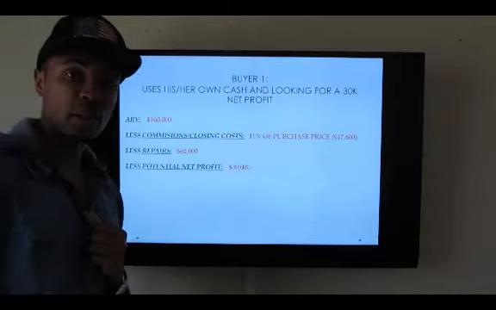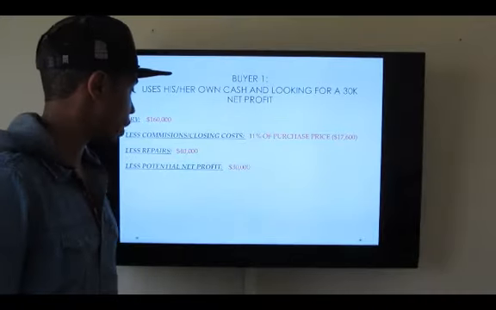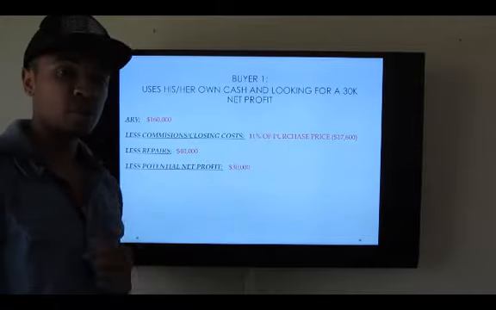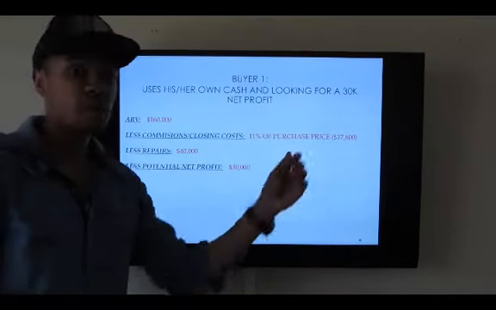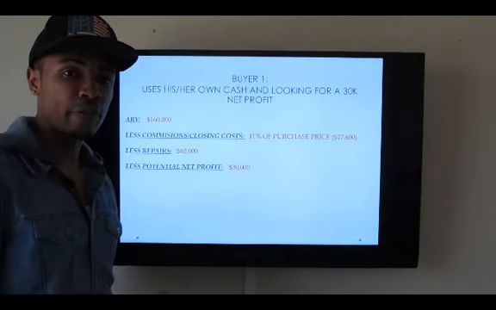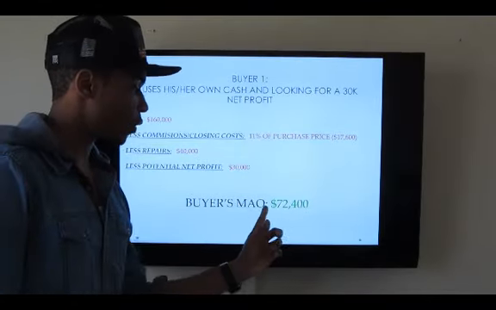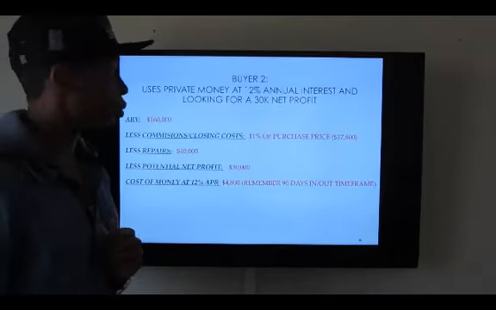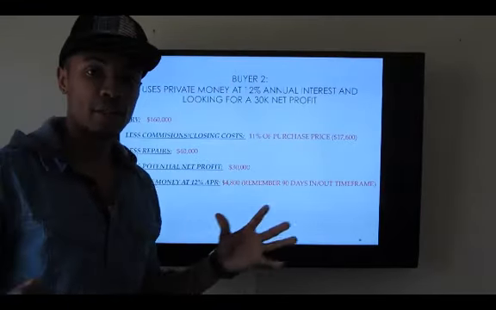All right, at the time of the retail buy. So 11% of 160,000, $17,600. Less repairs is $40,000, and less potential profit is $30,000. So if his cost of money is zero, and he or she wants to make a $30,000 net profit on their end, that buyer's MAO, or maximum allowable offer to you, is around $72,400.